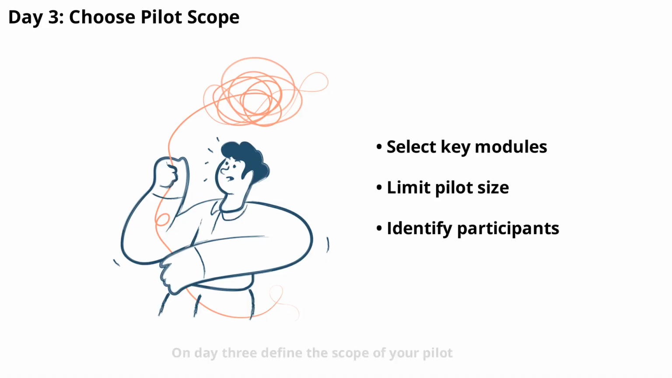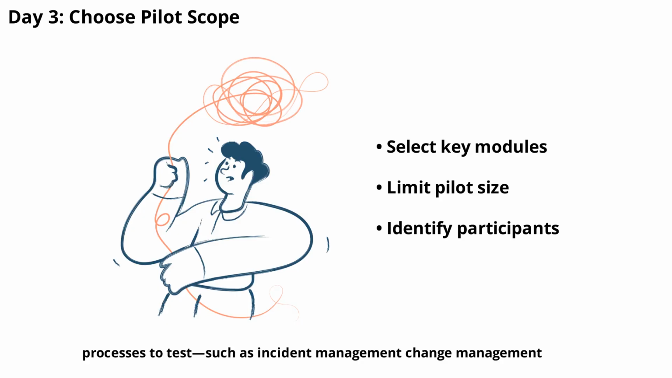On day 3, define the scope of your pilot. Decide which ITSM modules or processes to test, such as incident management, change management, or asset tracking. Limit the scope to a manageable size, focusing on high-impact areas. Identify the departments, users, and workflows that will participate. A focused scope allows for deeper testing and more actionable feedback, making it easier to measure success and identify improvements.